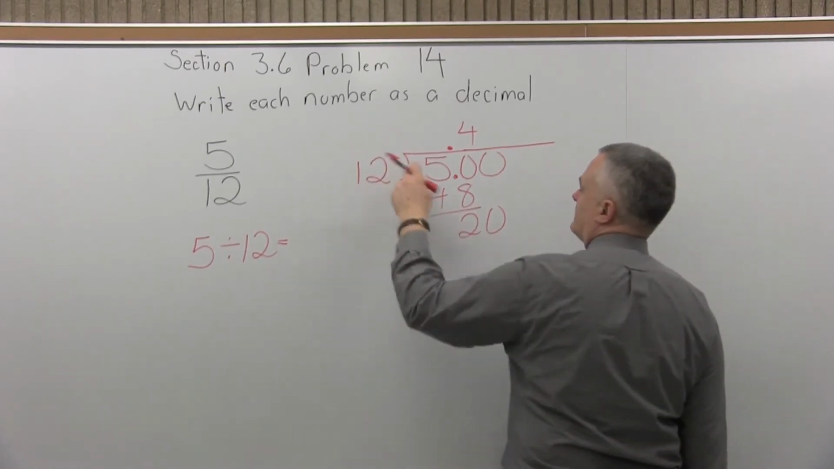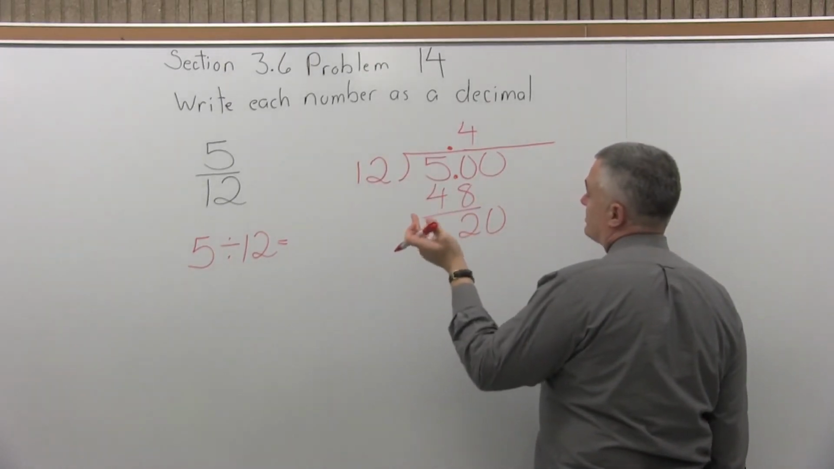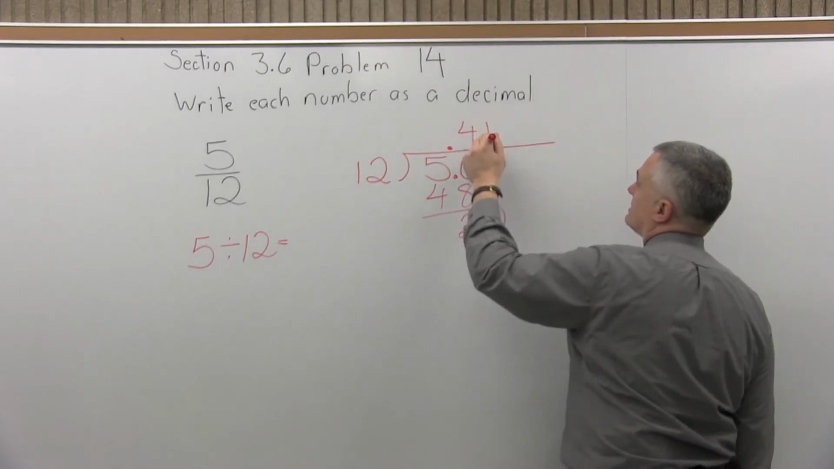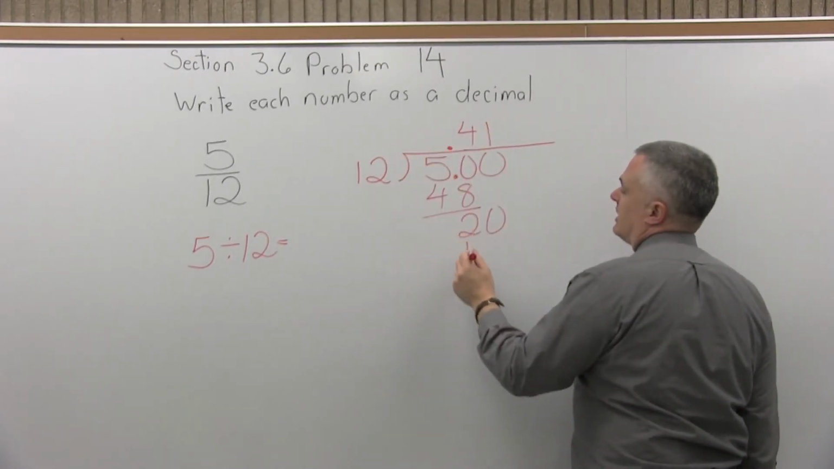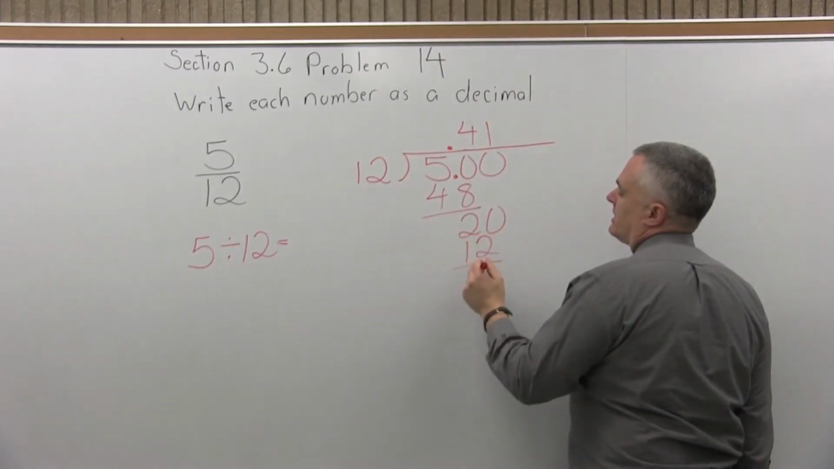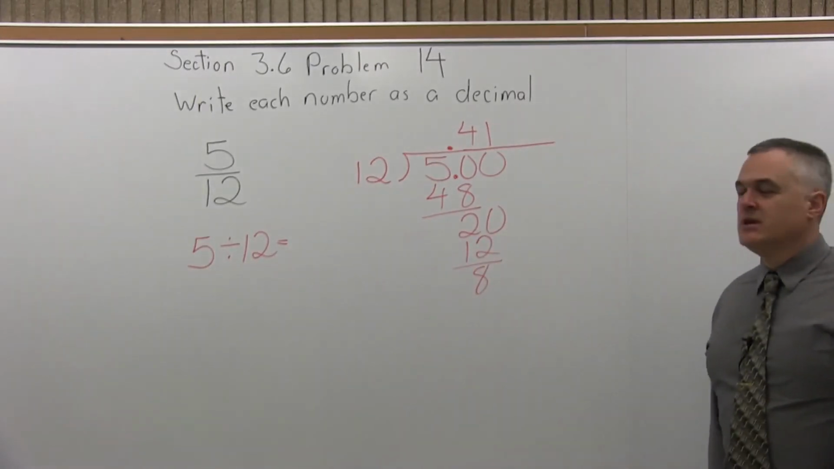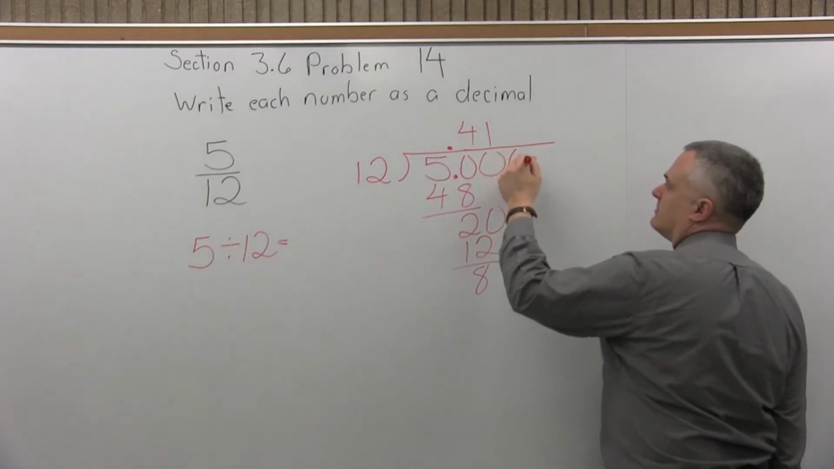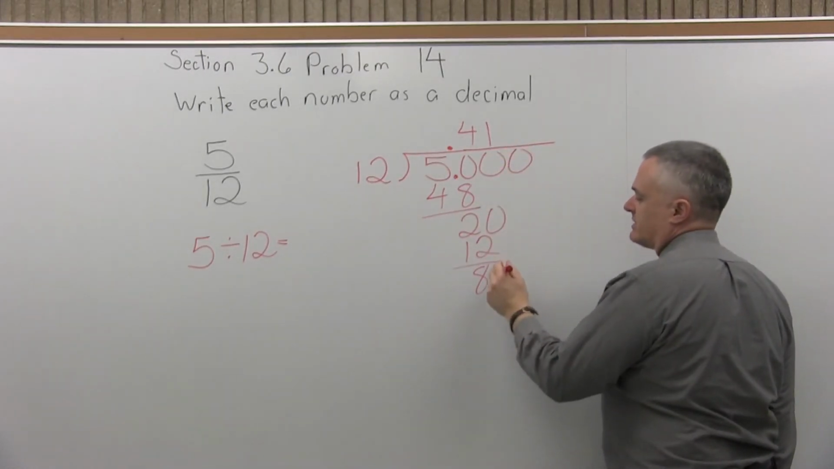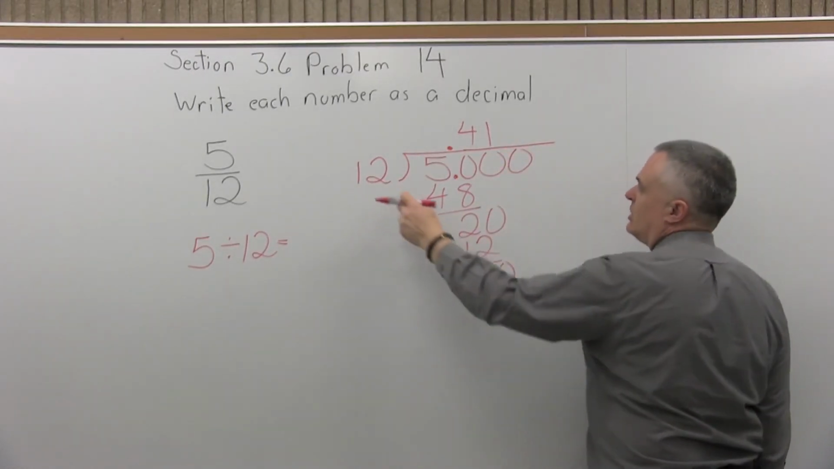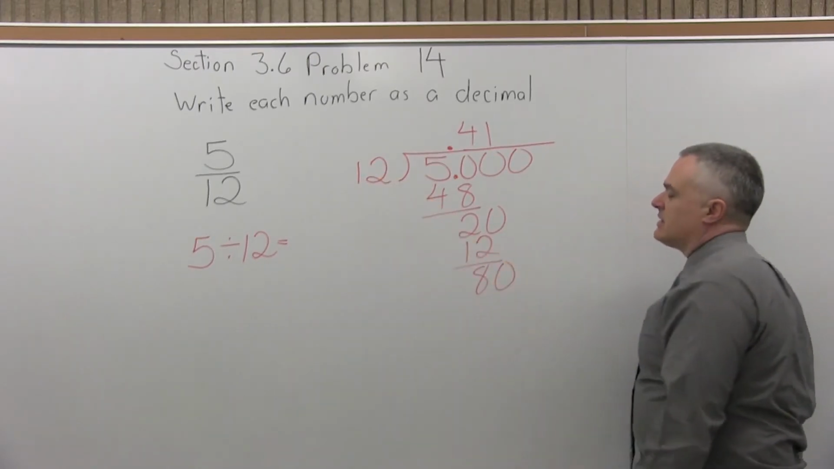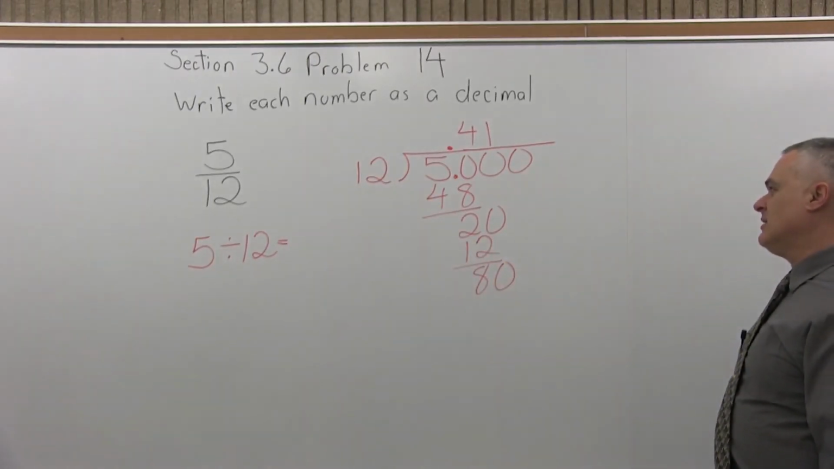Now, 12 divides into 20. Well, only once. 2 12s is 24, so I've gotten too big, so only once. 1 times 12 is 12. 20 minus 12 is 8. And it still didn't go in evenly. So I have to add another 0 on the top, and then bring it straight down next to the 8. It becomes an 80.